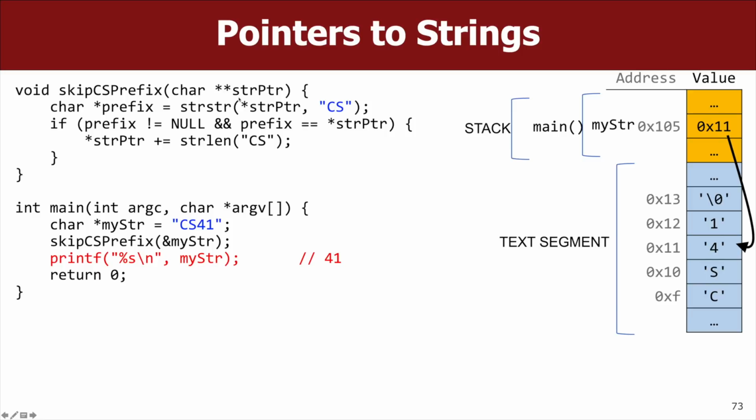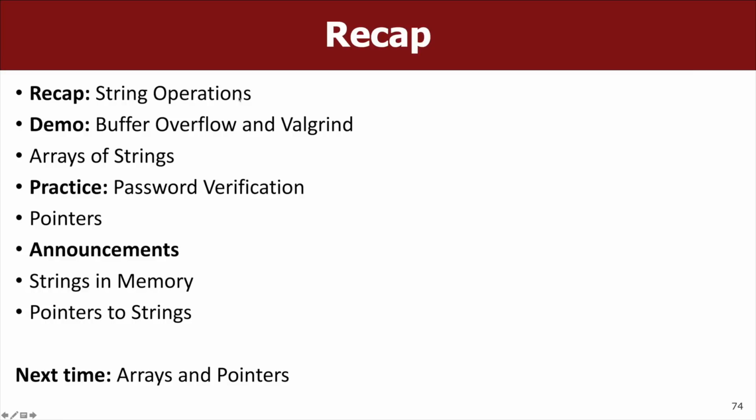All right, so just to recap the topics for today. We first started with a recap of the string operations we talked about last time. We went into details about how certain memory errors can manifest themselves in your code and how the Valgrind tool might be able to help. We then introduced arrays of strings and used all of these concepts so far to implement a password verification program. Then we did a recap of pointers in C. We took a break for some announcements. We talked about how strings are represented in memory. And then we ended with talking about pointers to strings and why they're useful in our program.